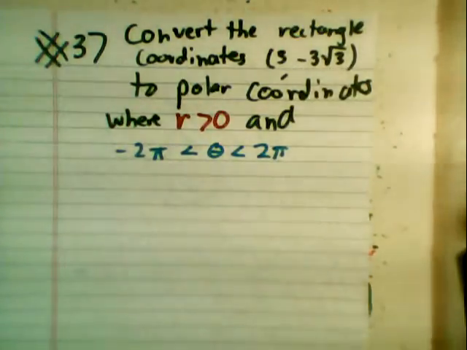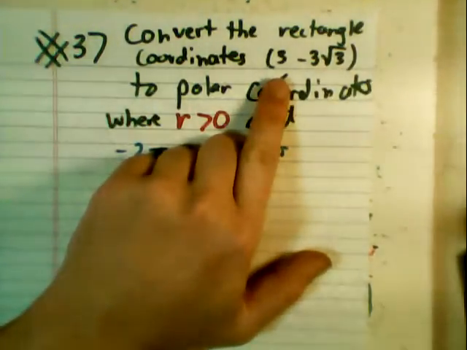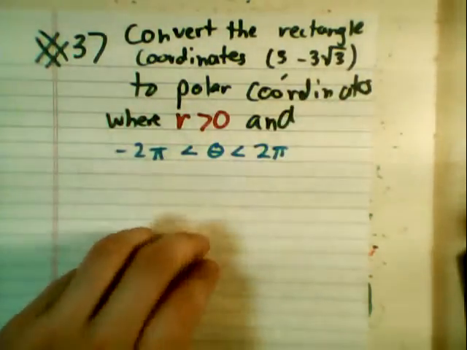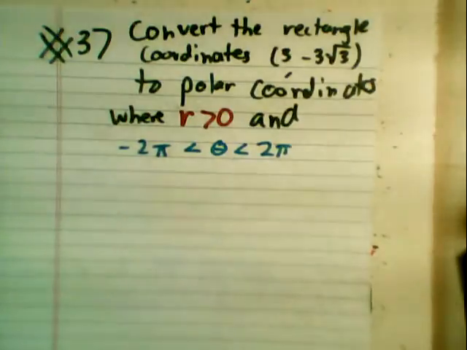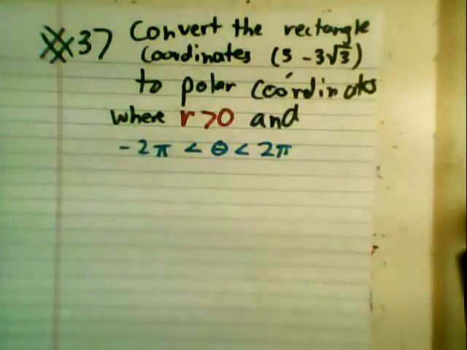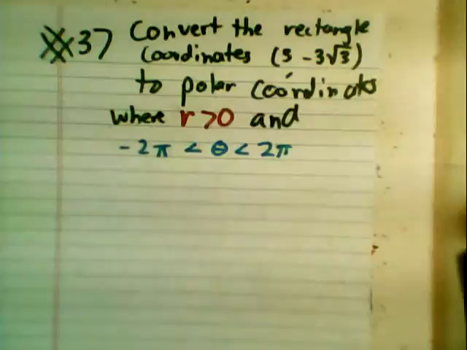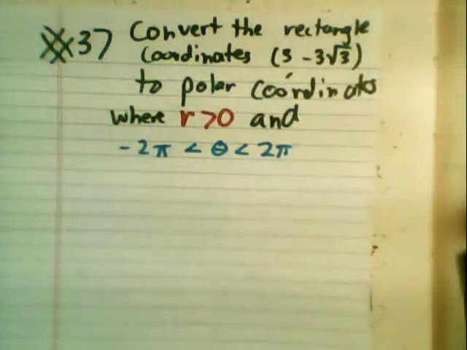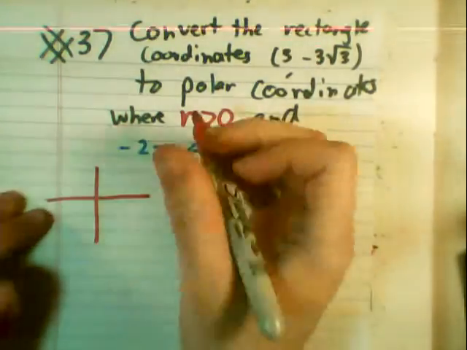On problem 37, it says the rectangular coordinates of a point are given. In this case, it's (3, -3√3). And it says find the polar coordinates in the form of (r, θ) of this point, with the angle in radians. Let r be greater than 0, and let the angle be between -2π and 2π. So first, let's plot this rectangular coordinate point on a Cartesian plane.